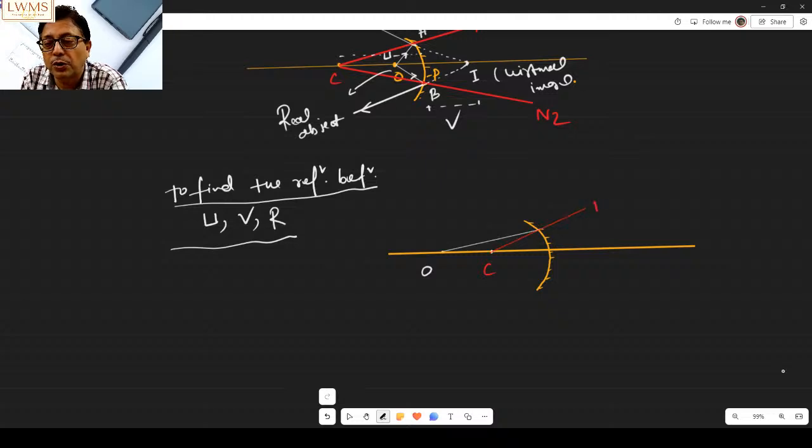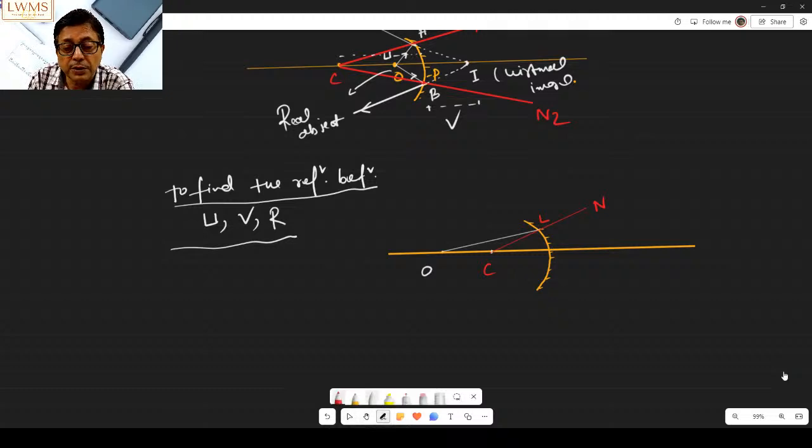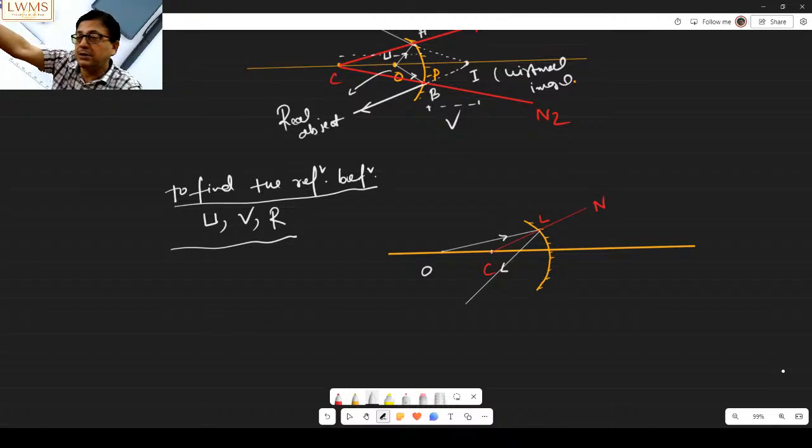This is your normal. Center to that point you always have to do. Clear? L is the point of incidence. So now the reflected ray will go by obeying the law of reflection. Clear? So it is going this way. I told you there are two ways. If you don't like to involve two rays over there, no issue. You send just one ray along the principal axis.